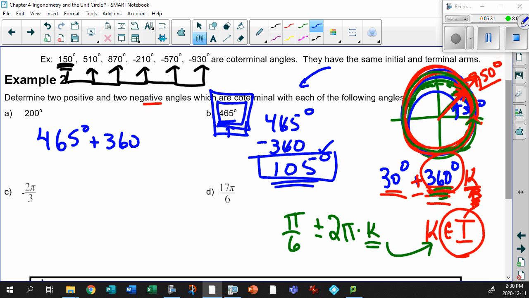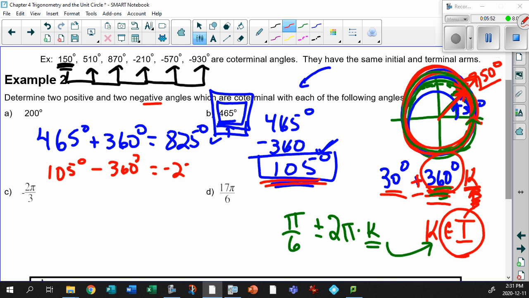If you add 360 degrees to that, it works out to be 825 degrees. So there's your two positive angles. But look how easy it is to figure out the negative one if I've got this smallest possible coterminal angle. Okay, 105, then I can now subtract the 360. If I subtract the 360 from that, I'm going to get minus 225 degrees.